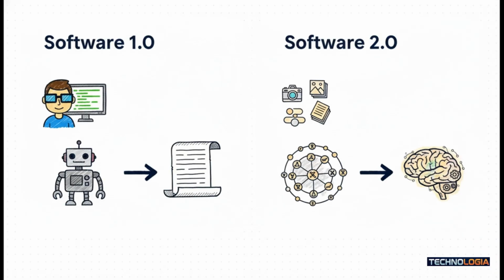Let me put it another way. In Software 1.0, a human writes the code, and you get a fixed set of rules. In Software 2.0, the code is actually written by the data itself. The final product isn't a list of instructions. It's a finely tuned set of knobs, a model that has learned how to perform a task on its own.